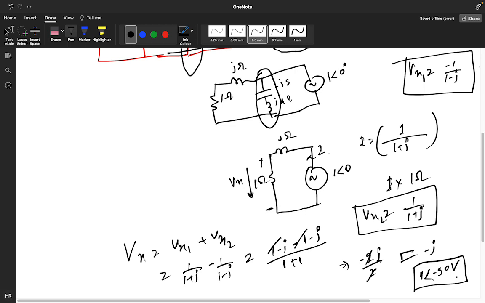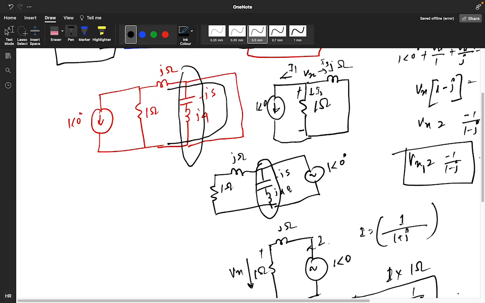That means 1 at an angle minus 90 degree volt. If this part is clear, how we did it, is this clear to you guys?